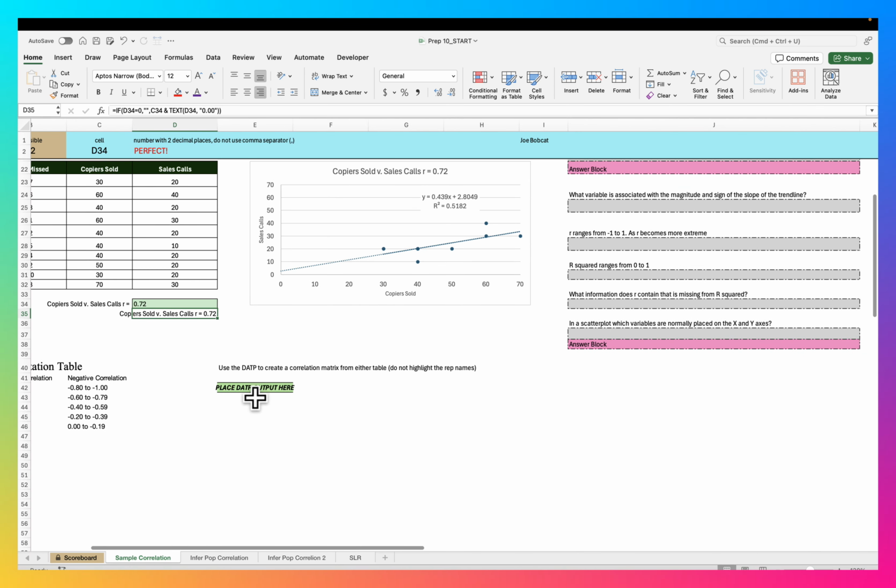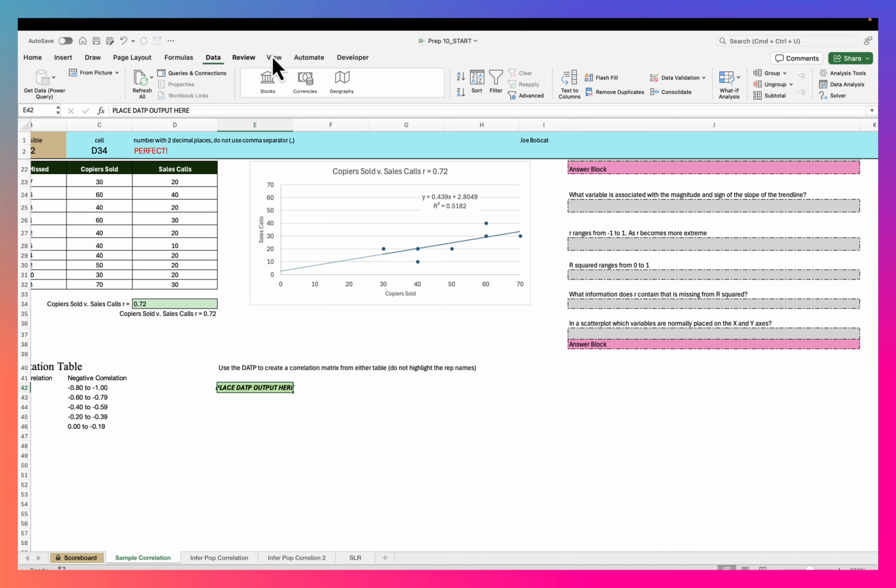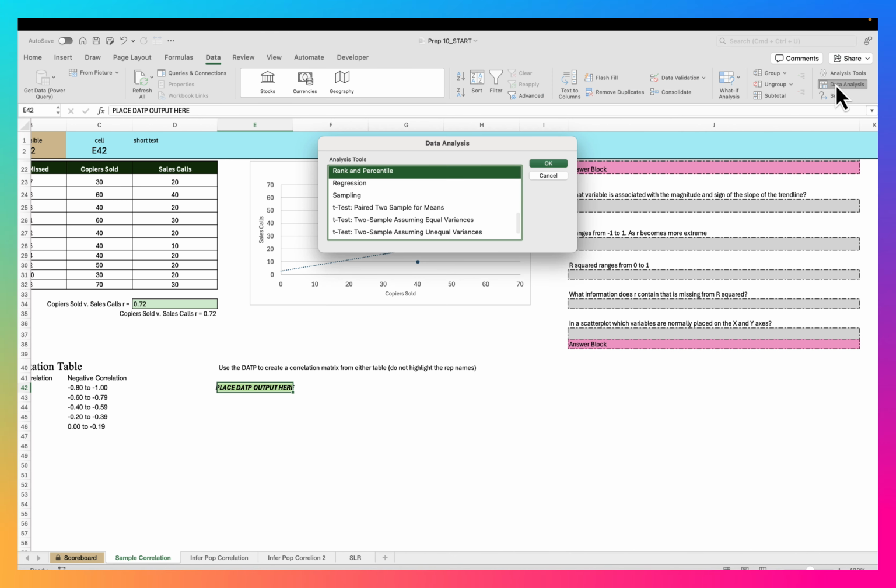All right, one other thing that we're going to have new in this lesson is the Data Analysis ToolPak, and we're going to use it to put the output in the correlation matrix to place it here. And the way that you do that is you go to the Data tab and go to Data Analysis, and that brings up the Data Analysis ToolPak. Now, if you come here and it's not there, then you're going to have to install it. And please see the help section in the class for information on how to do that.